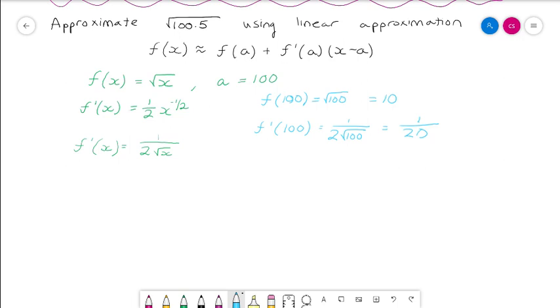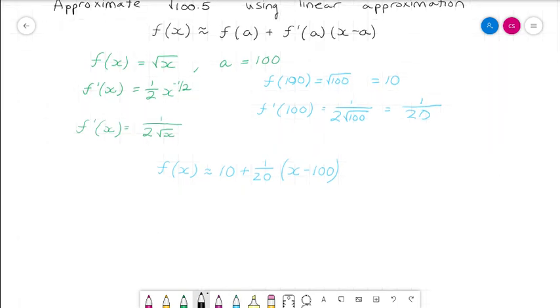Okay, so then the linear approximation, again, which is just the tangent line at the point 100, is going to be approximately f of a plus the slope of the tangent line times x minus a, and we're saying a is, again, 100. Okay, so there you go. And then why do we do this? We're going to use this line now to approximate 100.5.